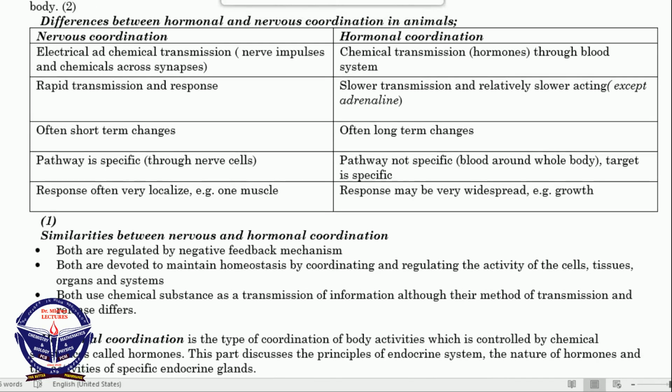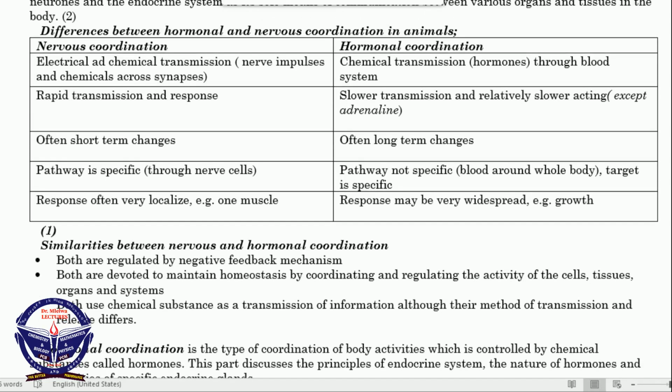These differences are very important, and if you know about the differences and the similarities between these two systems, it is very important because some teachers can ask you a question directly to explain the differences between the nervous and hormonal coordination. One among the major differences is the electrical and chemical transmission. In the nervous system there is electrical and chemical transmission.